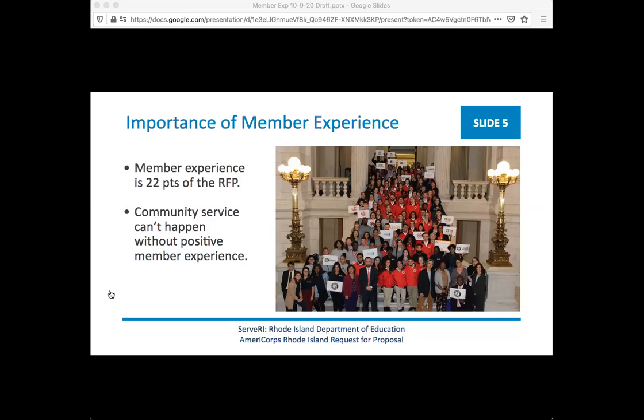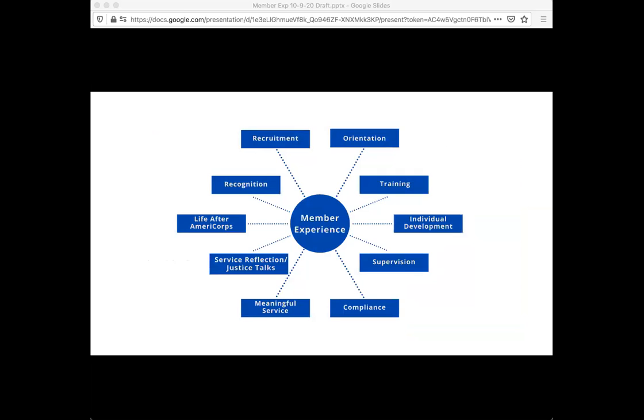So as I mentioned in the beginning, member experience has lots of components. It's not just one thing. It is woven throughout the program. If we start up on this chart at maybe 11 o'clock, you'll see it starts with recruitment. That's the entree for your members, and then you have to orient them, and then you have to provide ongoing training so they know how to do the service they're asked to do and know how to get better at doing it.